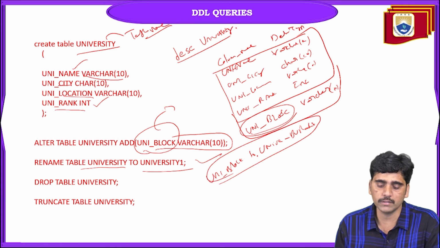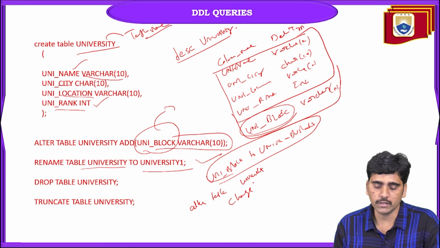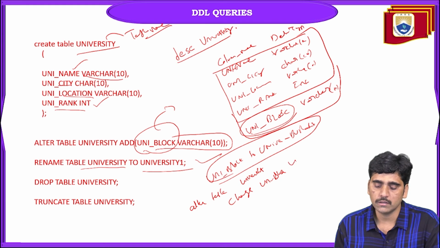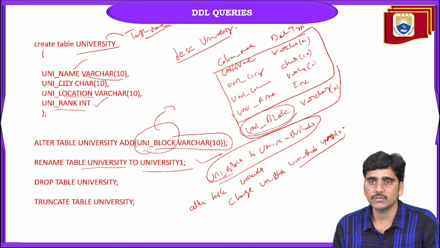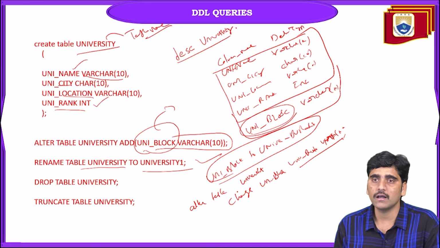So how are we applying this? We can use ALTER TABLE, where the table name is university, then CHANGE. What I need to change is university block, to university building VARCHAR(10), or else university building INTEGER. You can specify any of the data types. Like this, you can also change the column name.